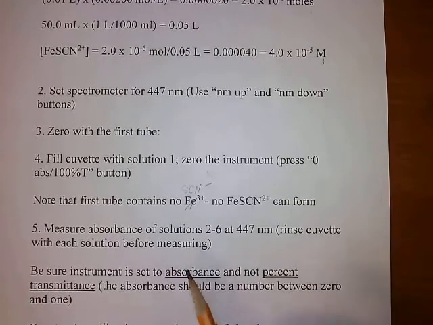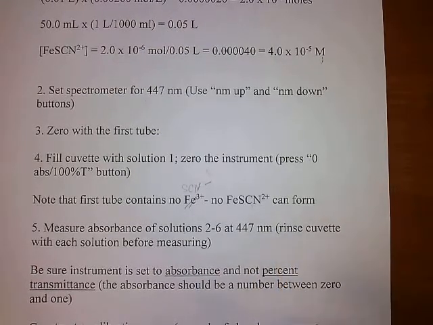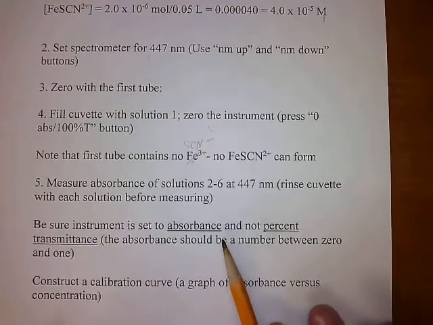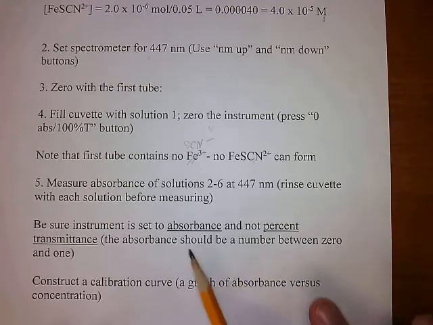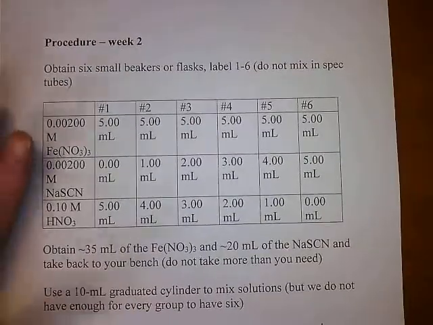Then you measure the absorbance of the remaining solutions at 447 nanometers. Be sure you rinse the cuvette with each solution before measuring, all right? And be sure you're recording absorbance and not percent transmittance, although you can calculate one from the other. The absorbance should be a number between 0 and 1. And after you measure the absorbance of all 6 tubes, you'll make your graph of absorbance versus concentration.